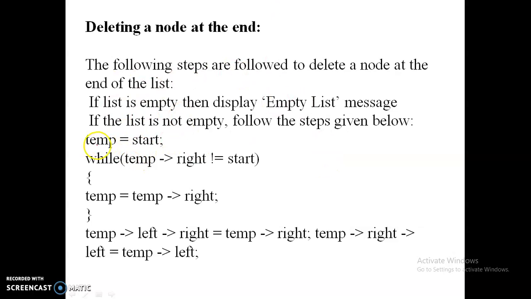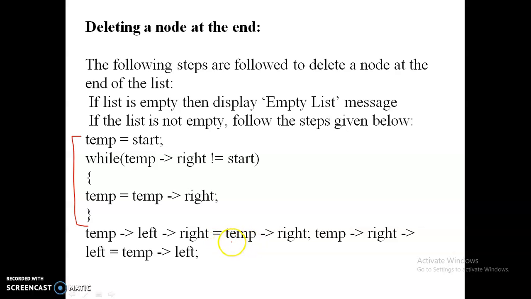For that we are repeating a loop to move up to the last node. So we are checking that temp of right is not equal to start. Then we have reached our last node. Whenever the last node's next is the start node, then automatically it is the last node. Once after reaching the last node, we are assigning the pointer values.